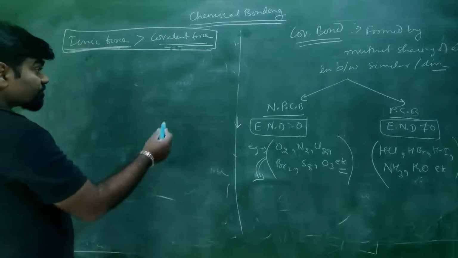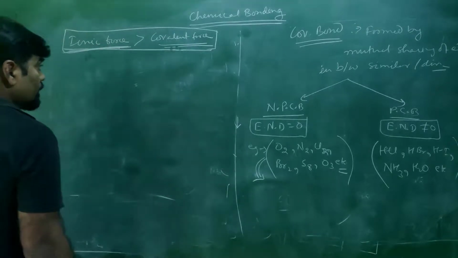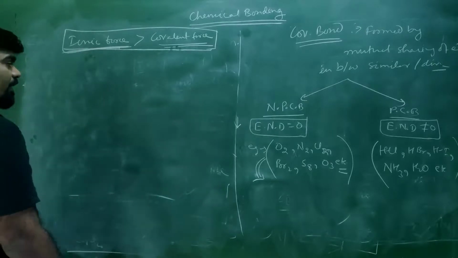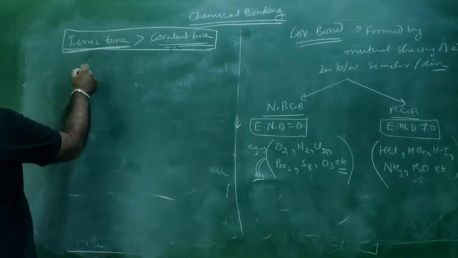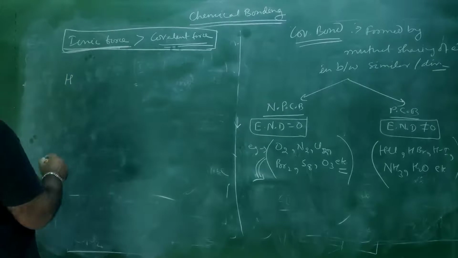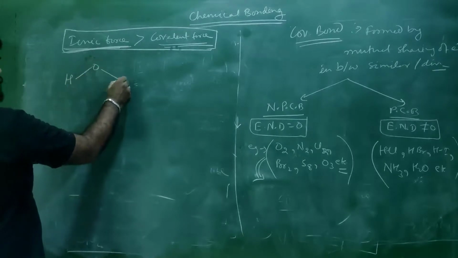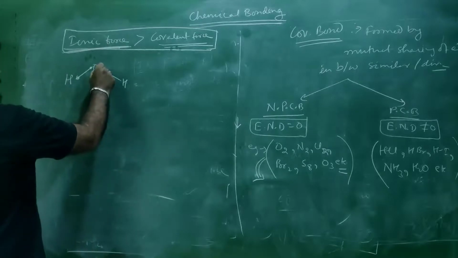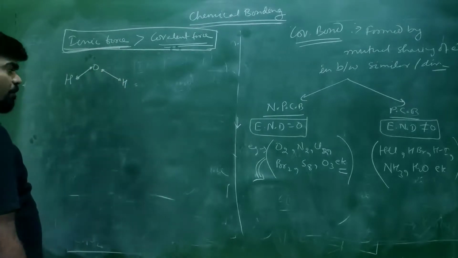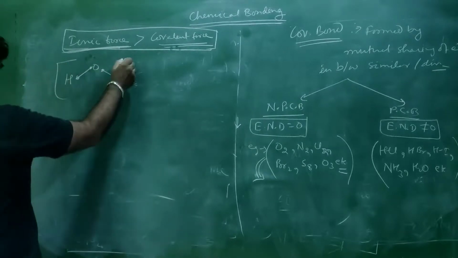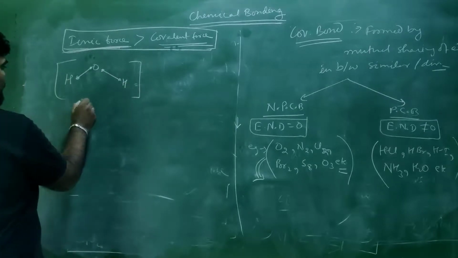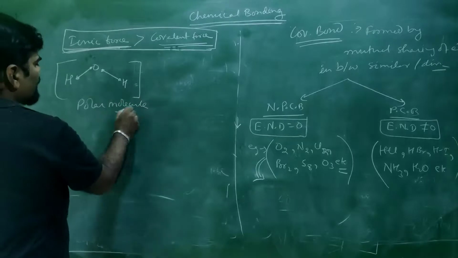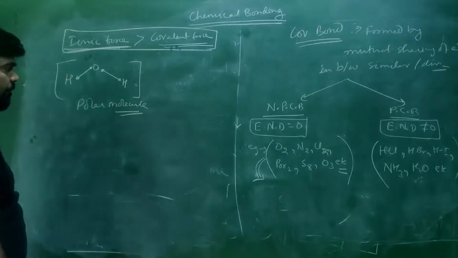Now, this covalent bond, which is divided into non-polar and polar, can be explained like this: suppose there is hydrogen, oxygen, hydrogen. This bond is polar, therefore the H2O molecule is called a polar molecule.